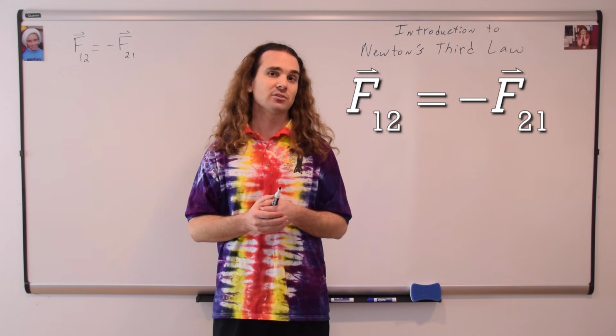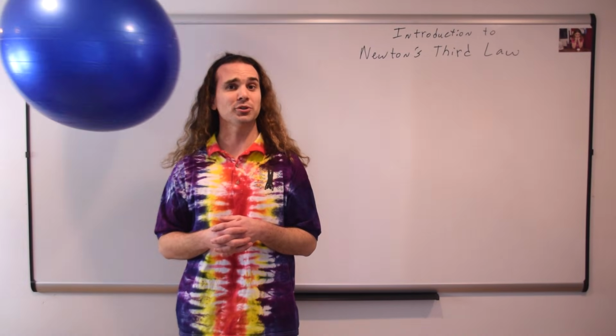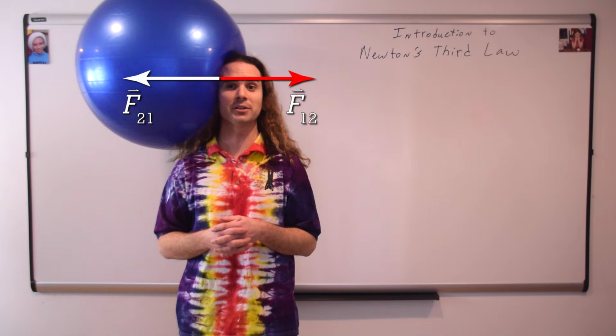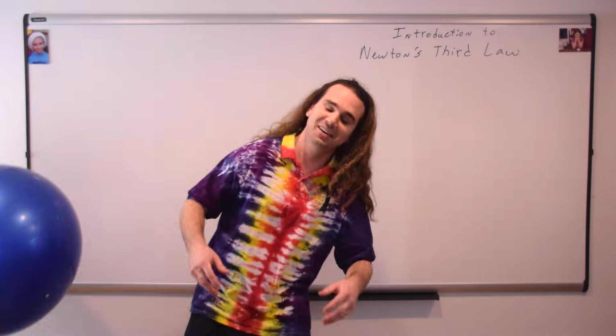Let's take a look at our first example. As the ball collides with my head, there are two equal and opposite forces. The force the ball applies on my head, or F sub 1,2, and the force my head applies on the ball, or F sub 2,1. Those two forces are equal in magnitude and opposite in direction. These two forces are called a Newton's third law force pair, and it is important to realize the two forces act on two different objects, the ball and my head.